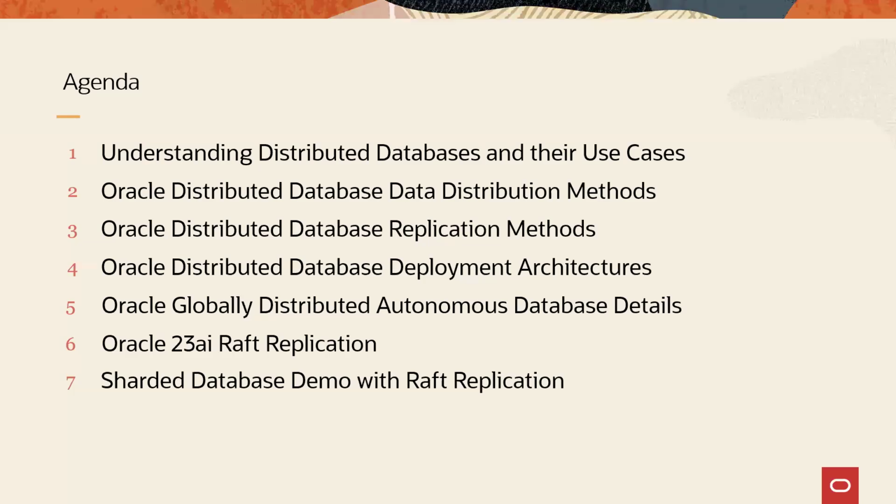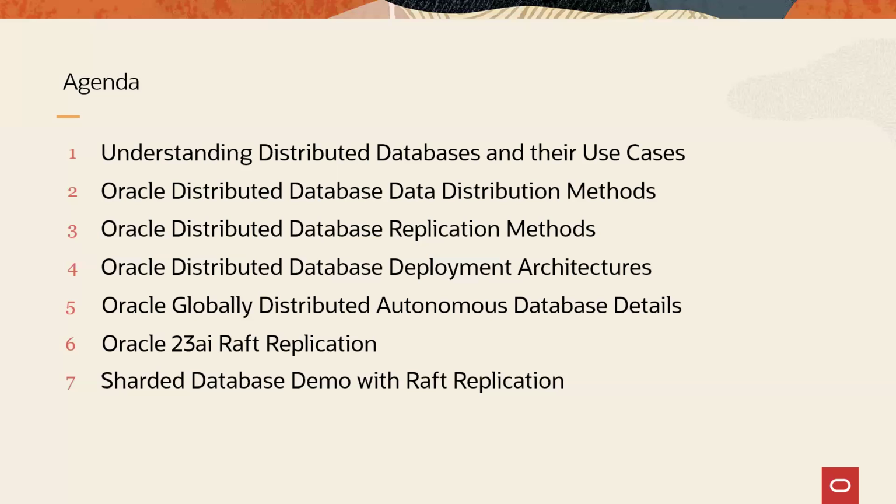So my agenda is first to try to explain what is a distributed database and in which cases it is interesting to use such an architecture. We then look at the various distribution methods and replication methods so that we are highly available. And we look at the different deployment architectures that are available. One interesting case is when you use an autonomous database as a shard candidate.